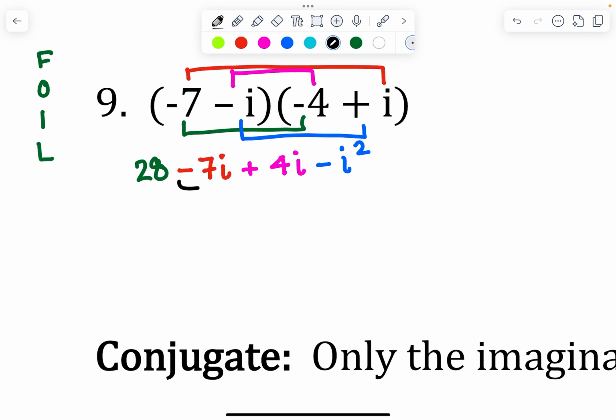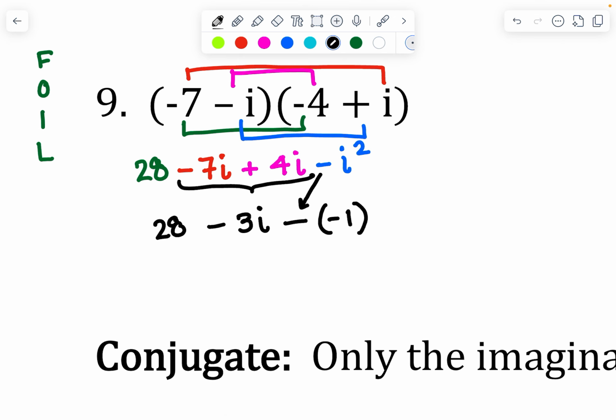Combine like terms, folks. When you combine like terms, bring down your 28. This becomes a minus 3i. Minus, okay, but i squared is a negative 1. Look at what I did. I put negative 1 in parentheses. So now when I go to combine like terms, this becomes a plus. So you have 28 minus 3i plus 1. That is 28 plus 1, which is 29.